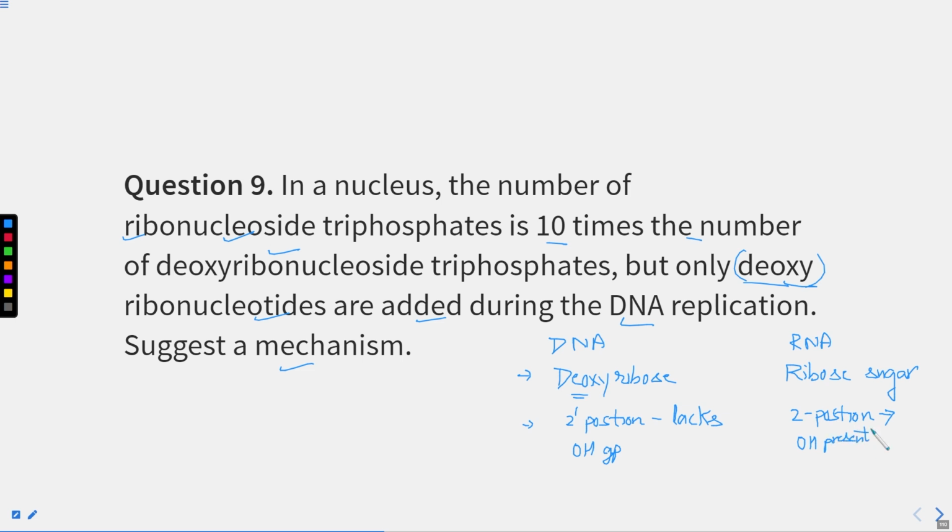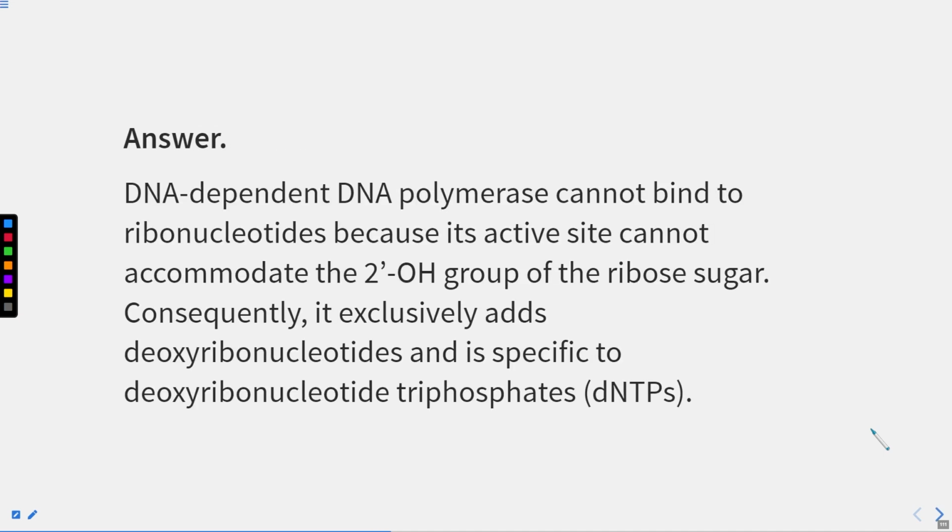Okay. So this is the difference. Now the DNA-dependent DNA polymerase cannot bind to the ribonucleotide because its active site cannot accommodate the 2' OH. We already know that ribonucleotides consist of the ribose sugar, which has the OH attached at the second position of the ribose sugar.